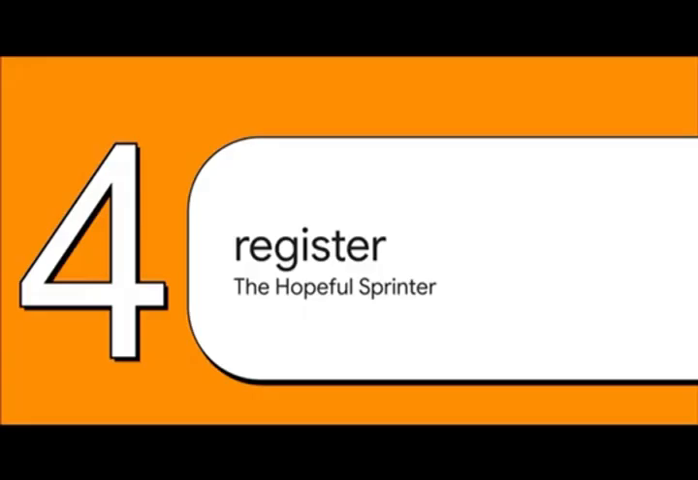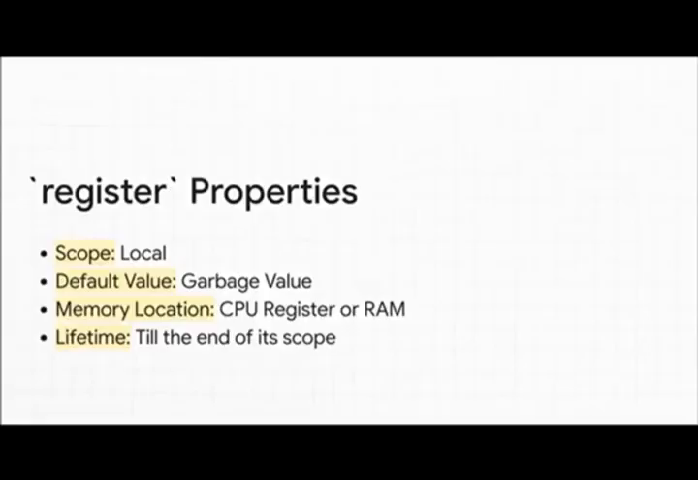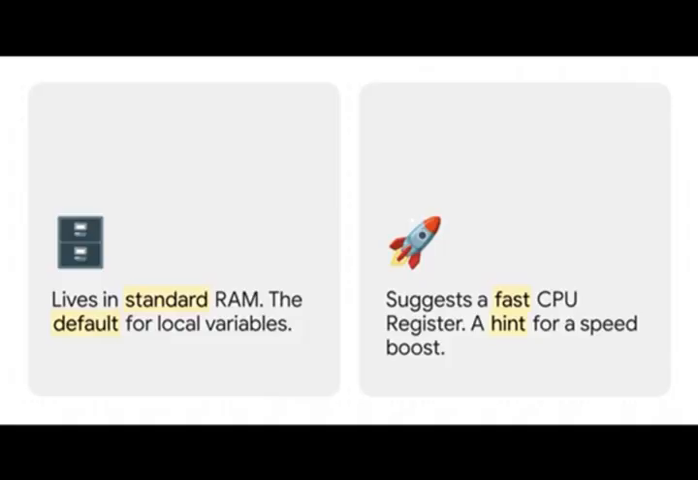And now, let's talk about the one who's all about speed. Meet Register, the hopeful sprinter. This personality is basically an optimization request. It's you telling the compiler that you want a variable to be as fast as humanly possible. On paper, it looks a lot like our friend Auto, right? It's local, it starts with a garbage value, and it disappears at the end of its scope. But that memory location is the key difference. You are suggesting that the compiler store this variable directly in a super fast CPU register instead of the much slower RAM.